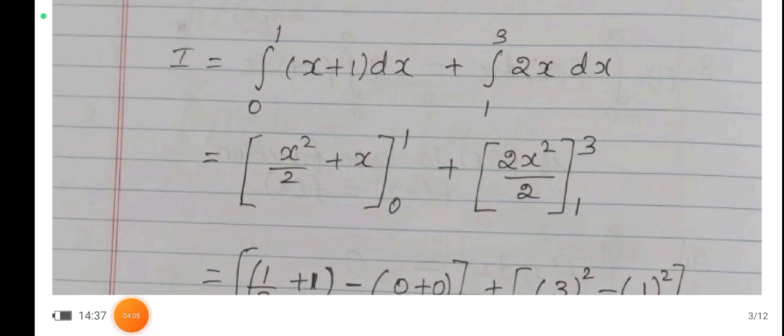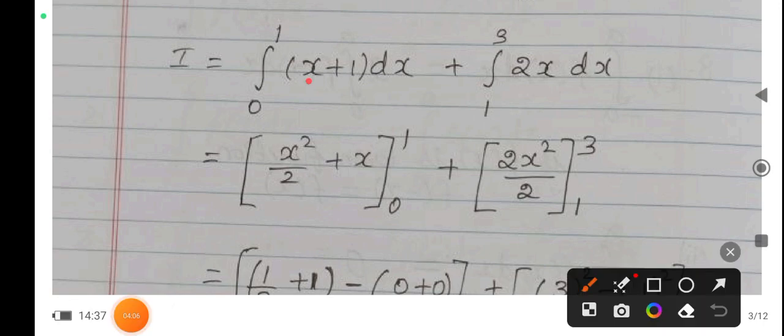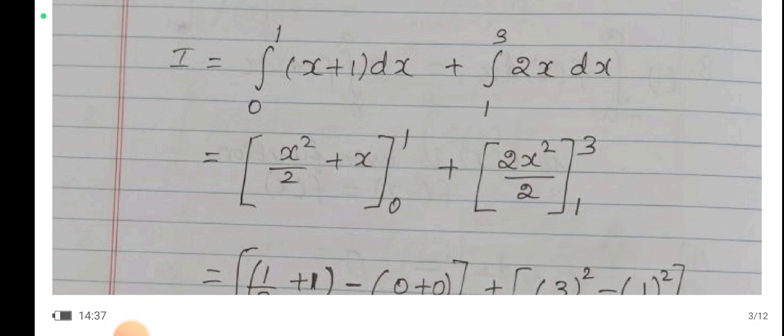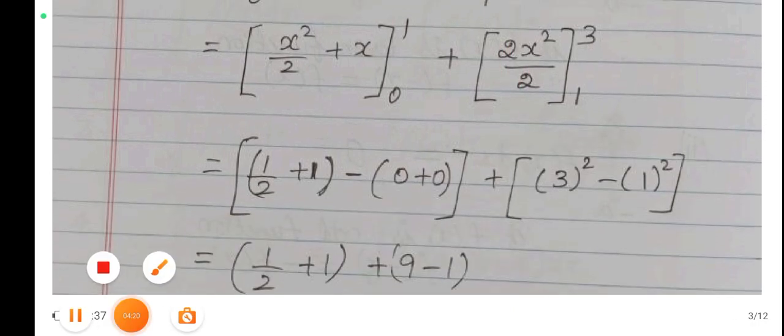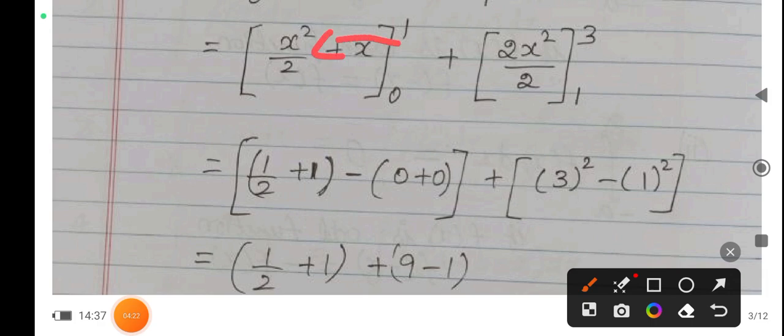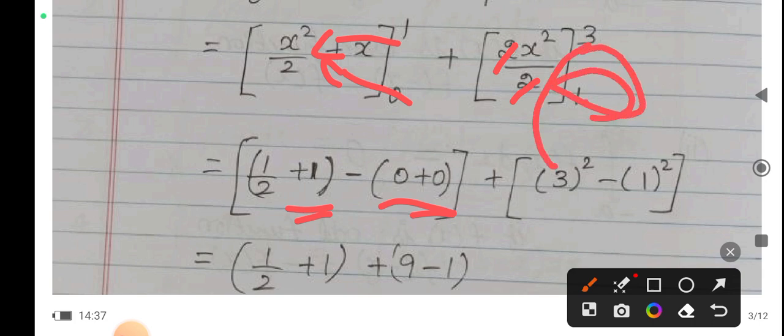Then we just want to integrate here. So integrate now: x integration is x square by 2, 1 integration is x. Then 2x, x integration is x square by 2, the 2 cancels. Then start applying, children, upper limit minus lower limit. Instead of x, 1 apply: 1 by 2 plus 1 minus 0, you apply 0 plus 0. Then the 2 cancels, x square, 3 square upper limit. Then 1 you apply, minus 1 square.